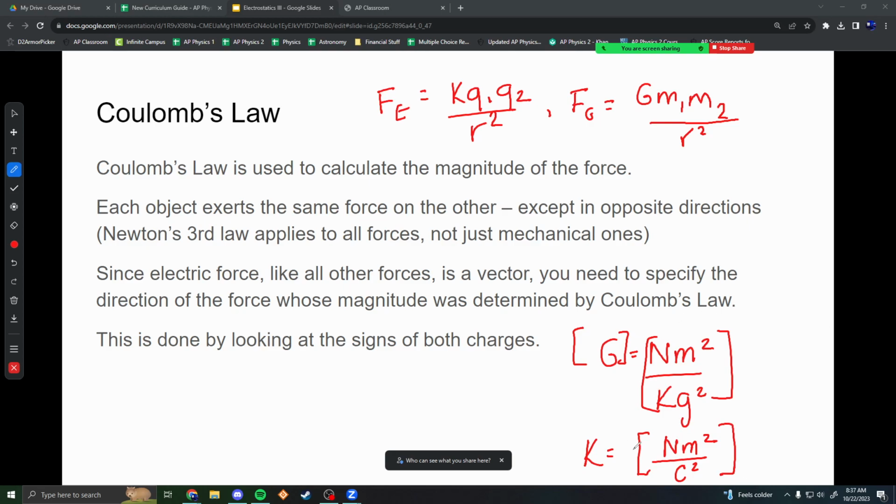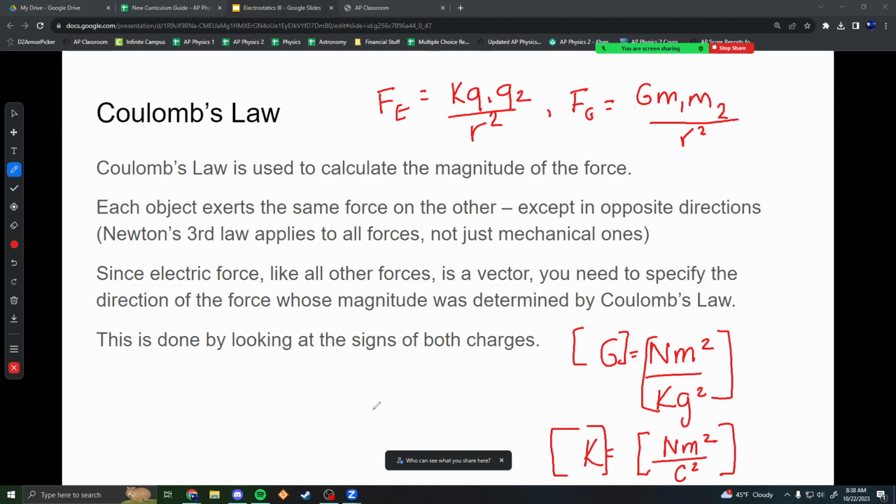So you can even see that the constants themselves have very similar structure in terms of what they actually calculate out to be. So Coulomb's law is going to be used to measure the magnitude of any electric force, so remember that each object exerts the same force on each other except in opposite directions. Newton's third law applies to all forces, right? Not just friction or normal force or whatever. So third law is going to apply to everything. And since the electric force is a vector, you're going to need to specify the direction of the force whose magnitude is actually determined by Coulomb's law, and you do that by looking at the signs of both charges.